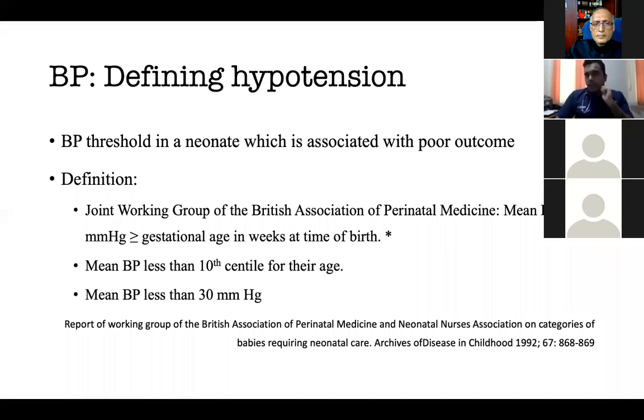The second definition is mean BP less than the 10th centile for their age. We'll be discussing the centiles in the coming slides. And last, an absolute value of 30 was given. So any mean BP less than 30, you should be alarmed. So we have 3 definitions: mean BP less than the gestational age, or BP less than the 10th centile for the age-appropriate chart, and thirdly, an absolute value of 30. If the mean BP is less than 30, then you diagnose hypotension.